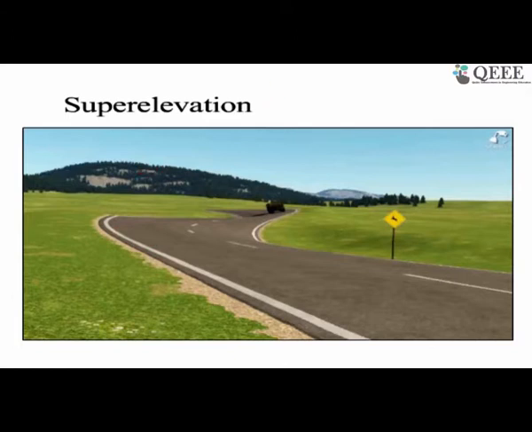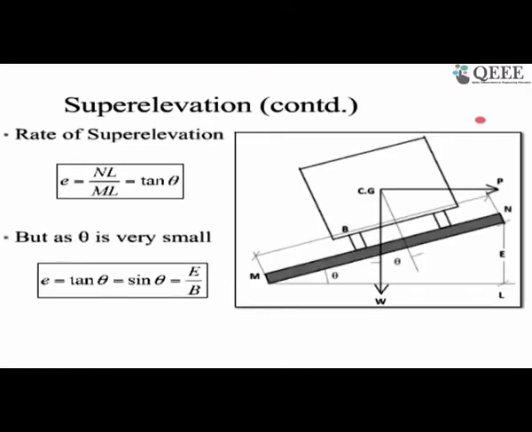So how is it going to work? Let's look into the equation now. When we provide this super elevation on the outer edge, the curve is towards the left, like this. In this case, again the centrifugal force is acting horizontally and the load is acting straight downward, and this is the slope of the pavement.